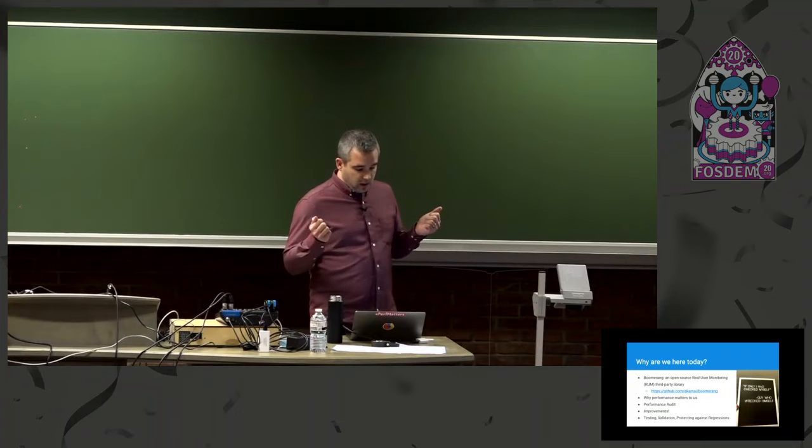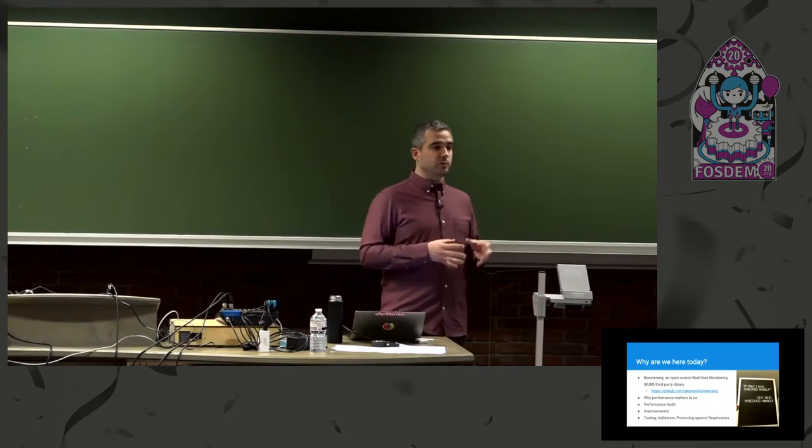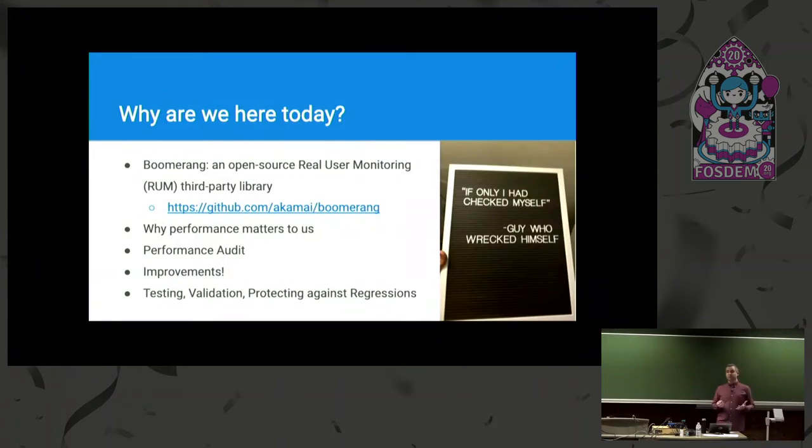So why are we here today? Boomerang is an open source real user monitoring library. It monitors performance. When you visit a website with Boomerang on it, it captures all the performance data that we can: how fast it took, and characteristics of the page itself. We at Akamai are the primary contributors to Boomerang. Here's the GitHub repository, but it is an open source product. You are welcome to use Boomerang if you want.